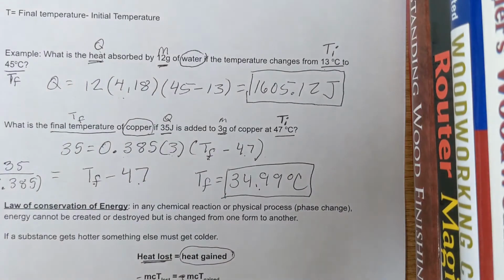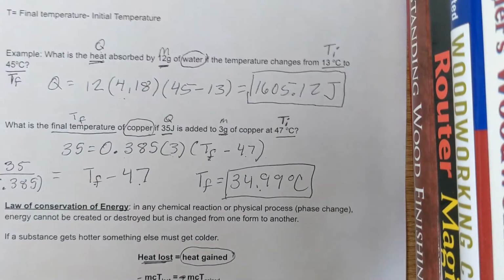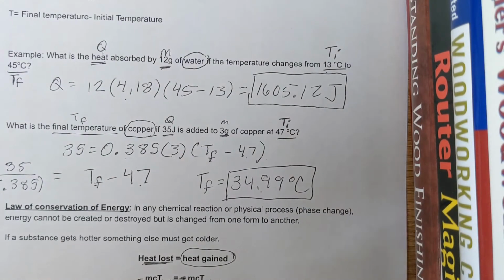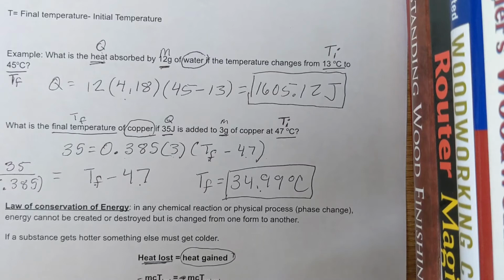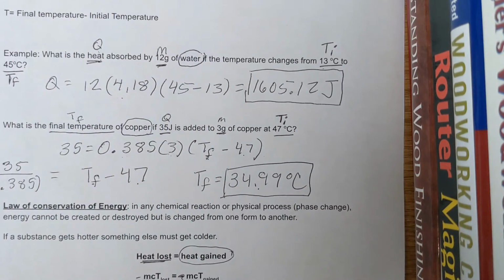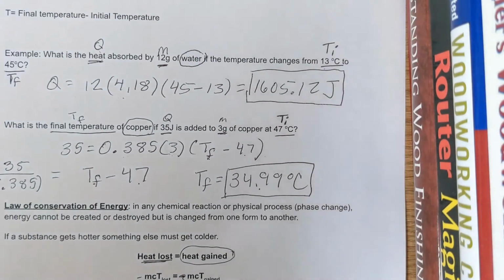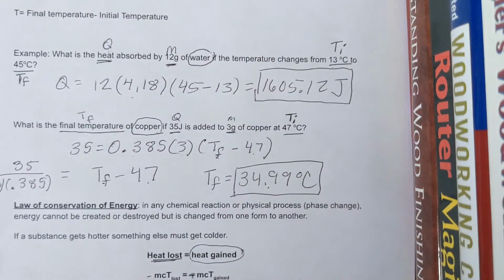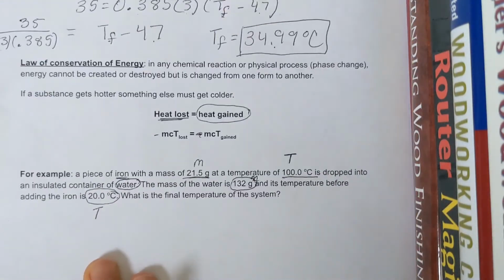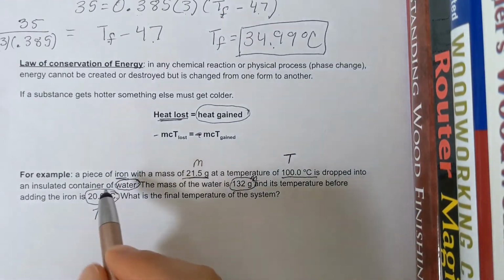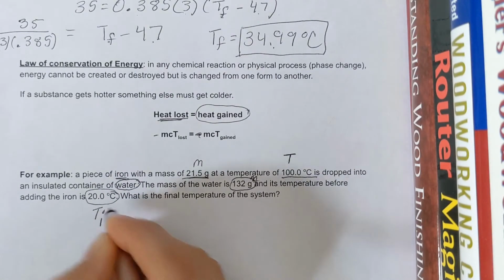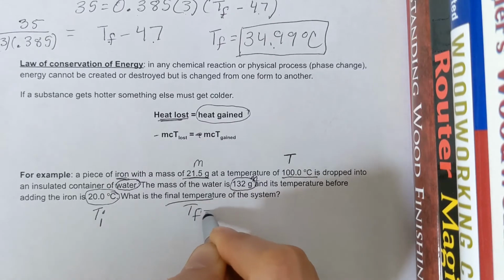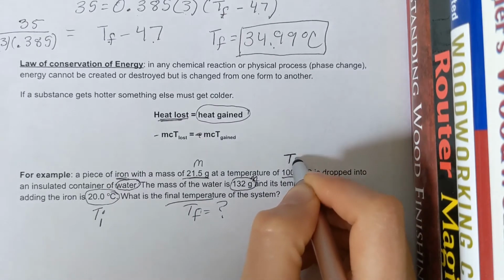And it's dropped into an insulated container of water. So water is what we're going to circle. The mass of the water is 132 grams, and its temperature before adding the iron is 20 degrees. So it says before adding the iron, which tells you that this, I'm so sorry, I did not realize you couldn't see it. This is your initial temperature. And the question is final temperature, TF. That's your question mark. So that makes this TI.